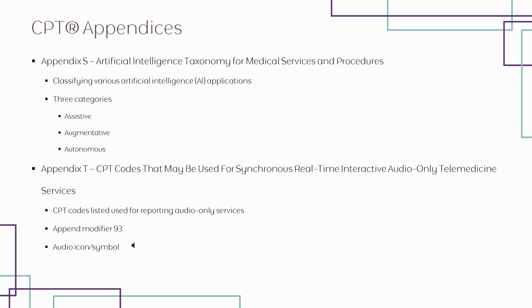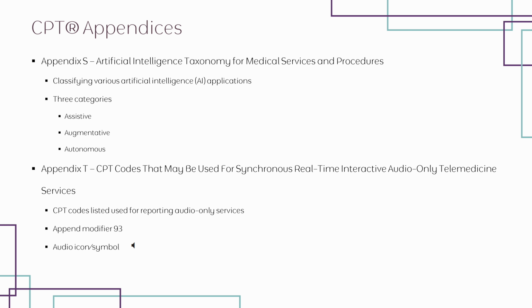Assistive AI supports the provider's work without replacing clinical judgment. Augmentative AI may interpret data or provide decision support that enhances the provider's clinical assessment. Autonomous AI performs tasks independently that would otherwise require direct provider involvement. This taxonomy helps coders accurately assign CPT codes for services involving artificial intelligence and ensures appropriate reporting as this technology evolves. And lastly, if you turn to Appendix T.